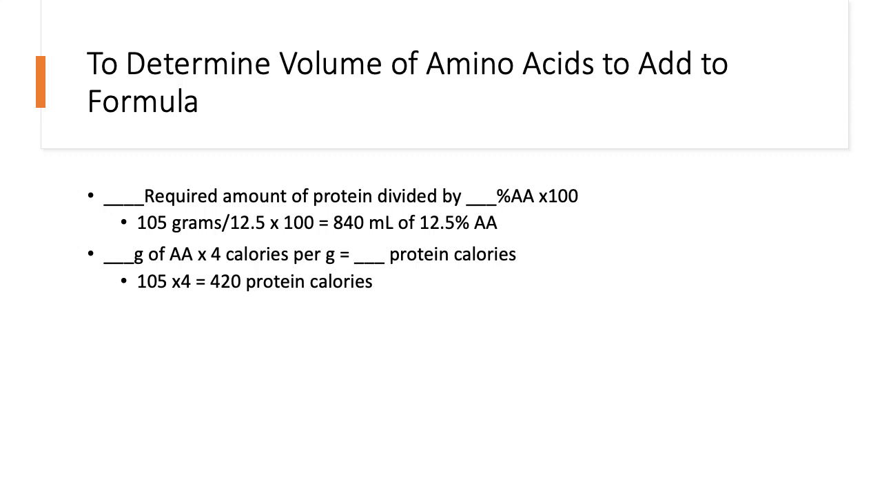To determine the volume of amino acids to add to the formula, we're going to take the required amount of protein grams and divide it by the concentration of amino acids, times 100. So our patient needs 105 grams of protein. We know it's a 12.5% solution, so we're going to take 105 grams divided by 12.5, multiply that times 100, and then you have 840 mLs of 12.5% amino acids. Then you're going to take the grams of amino acids times 4 calories per gram, and that's going to give you how many calories come from protein. So 105 grams amino acid times 4, that's 420 protein calories.